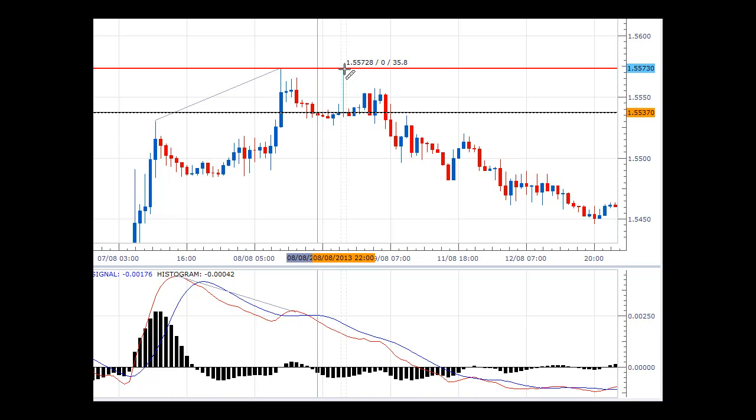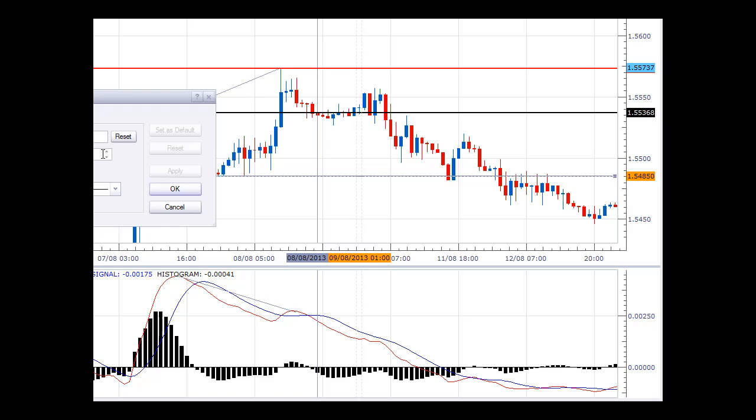So where am I going to take the profit? With this strategy, I always take 1:2. So if here is 36 pips, my profit will be at 72 pips. I'll set a target profit at 72 pips here, at 1.54650, indicated by this blue line.